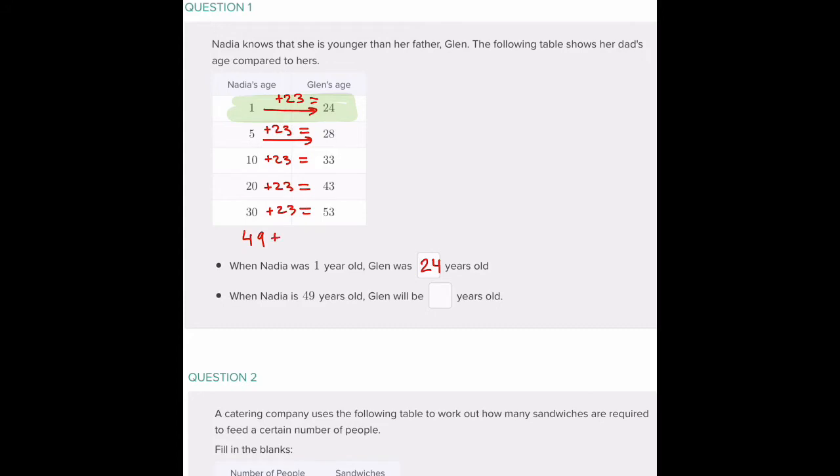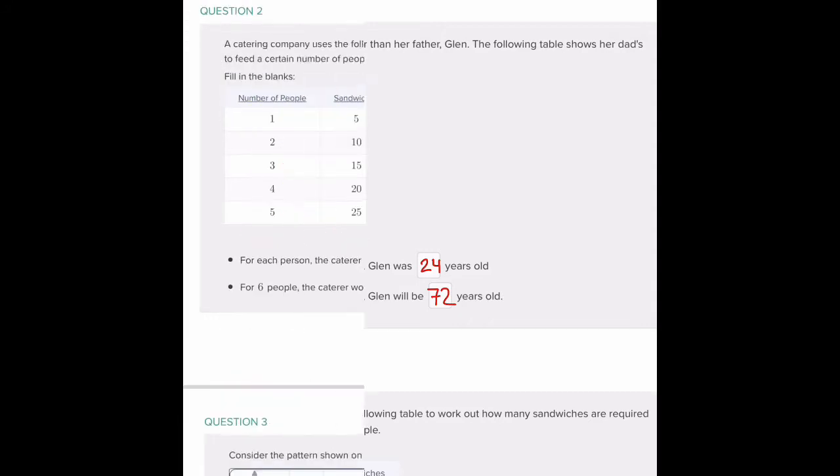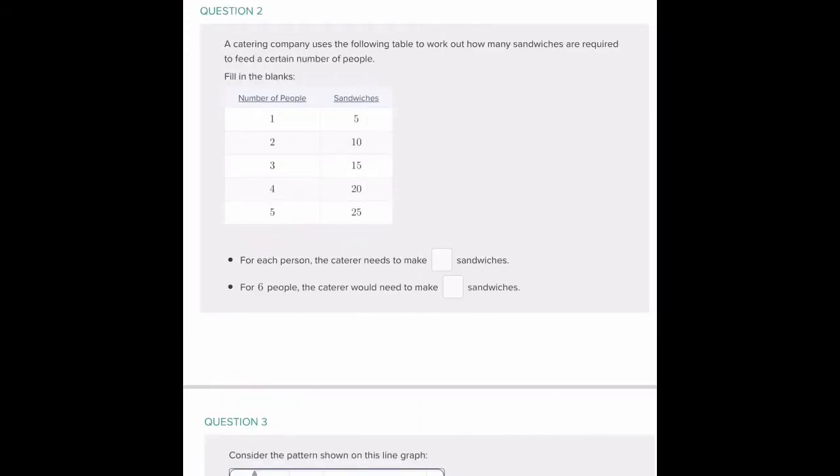So we can do the same here. We can do 49 plus 23, which is 72. So we know Glenn's age will be 72 years old. That's how we can use a pattern to answer questions about future events. In the second problem, we're told a catering company uses the following table to figure out how many sandwiches are required to feed a certain number of people.